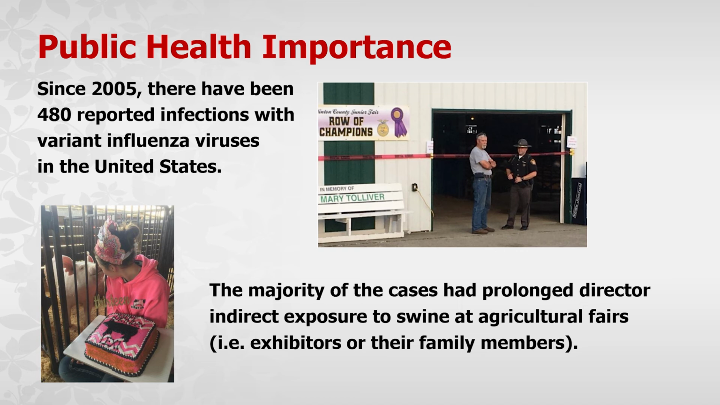If we think about truly the public health importance of the county fair and the zoonotic transmission, since 2005, we've had more than 480 reported infections of variant influenza viruses. So variant just meaning that we're having a swine origin virus introduced into a person, and realize that's always the fear, that's how the next pandemic starts. So all of those have to get run down as a potential start of human transmission and follow up.